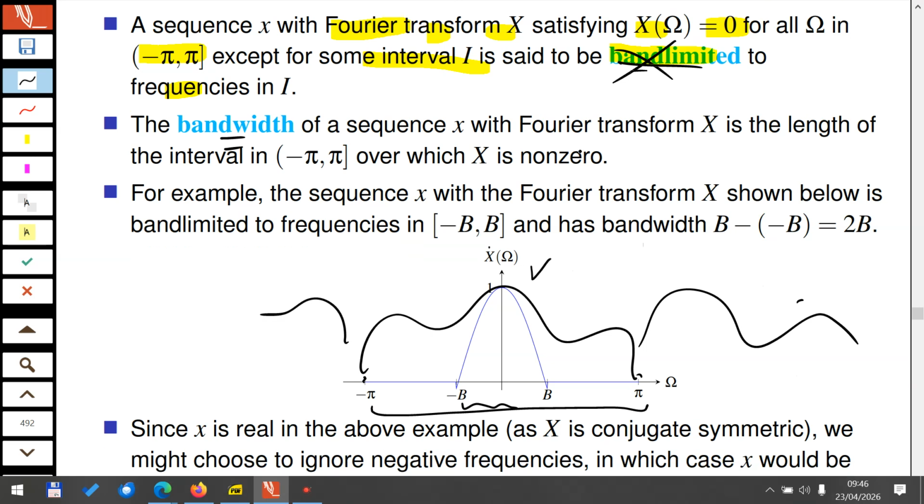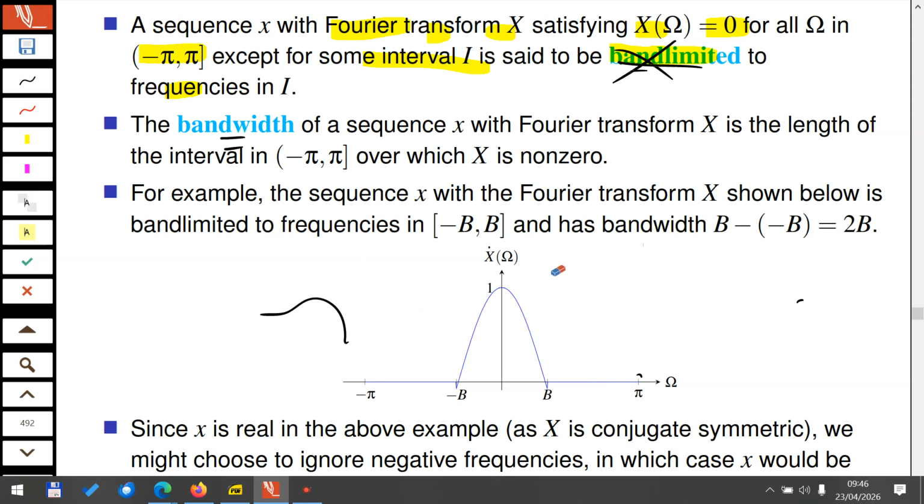And the bandwidth of a sequence is the length, right? Over which this is non-zero. So if you pay close attention to this graph, the definition of band limited requires this interval. So it has to be an interval.